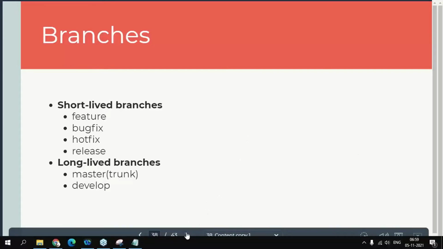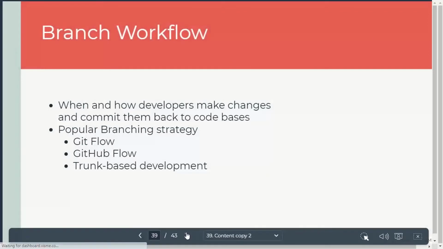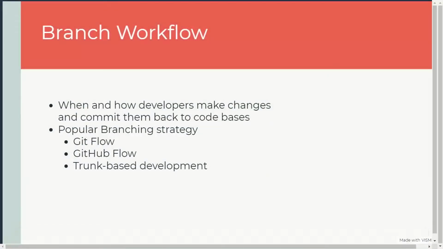So the next one is the branch workflow. We can also call this a branching strategy. It covers when and how developers make changes and commit them back to the code base. For example, if you are working on a bug fix, which branch do you need to take, and after the coding changes are done, in which branch do you have to merge? This is the branching flow.